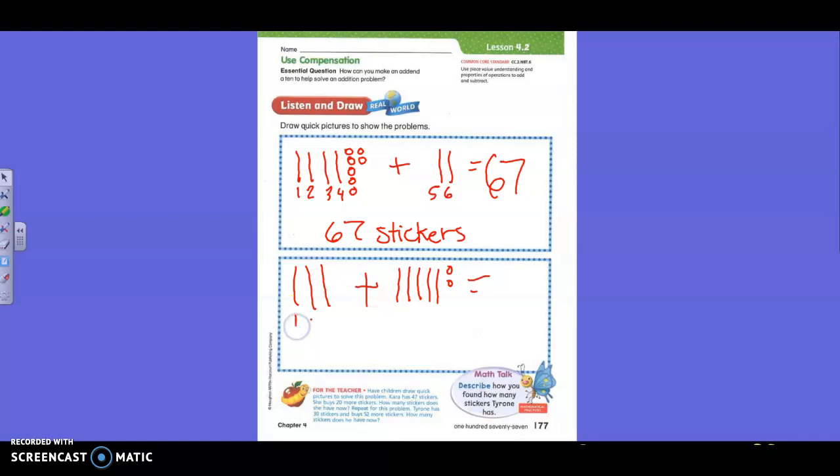1, 2, 3, 4, 5, 6, 7, 8. And how many ones? 2 ones. So what's my number? 82. 82 stickers.